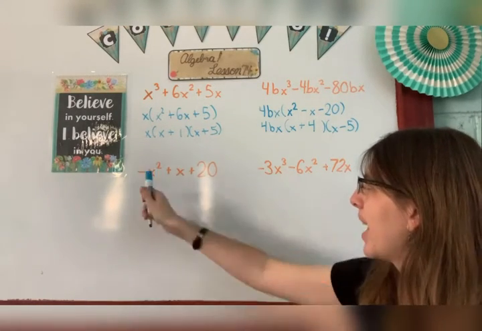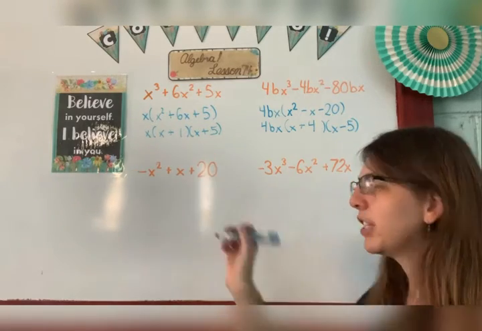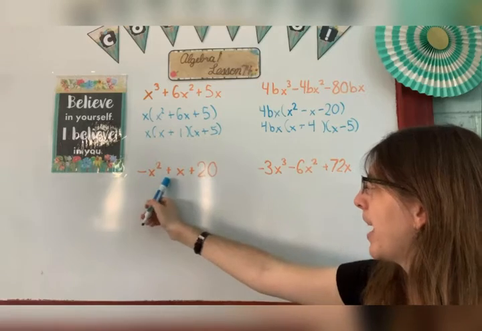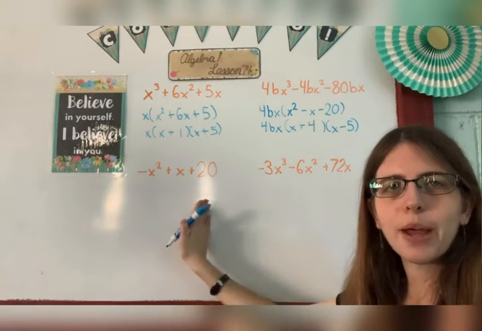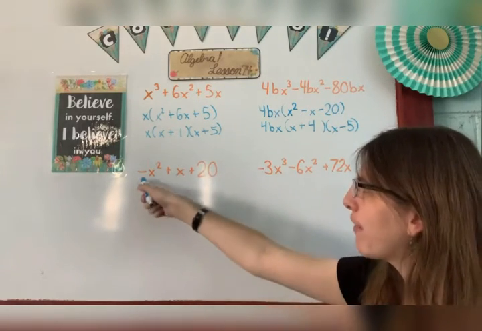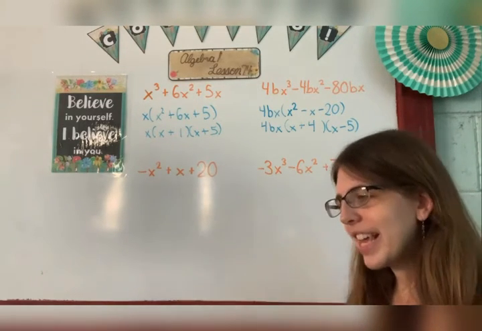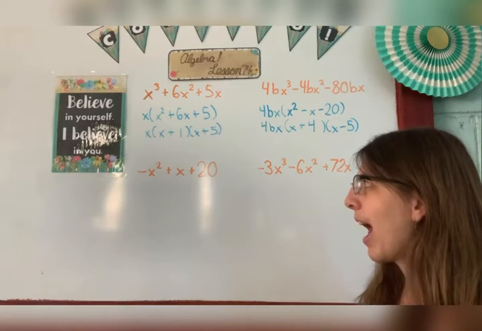Okay, let's try this one. Negative x squared plus x plus 20. Well, this one, I don't have any numbers per se that are my greatest common factors. However, my first term here is negative, that can get kind of complicated. So the easiest thing to do is to factor out the negative.